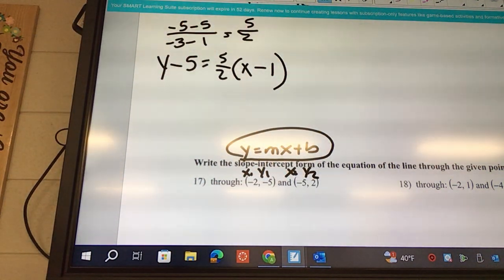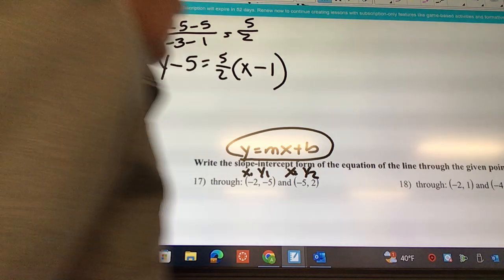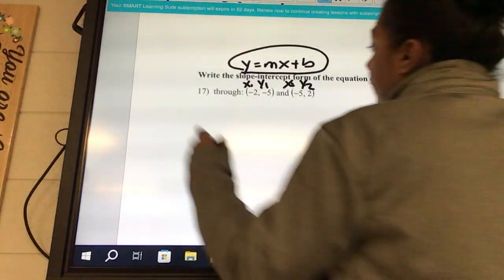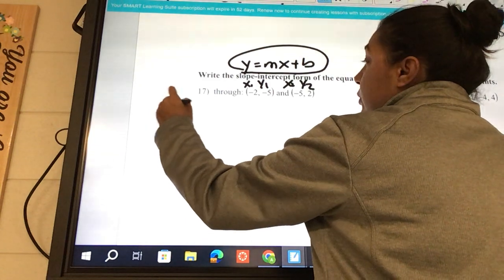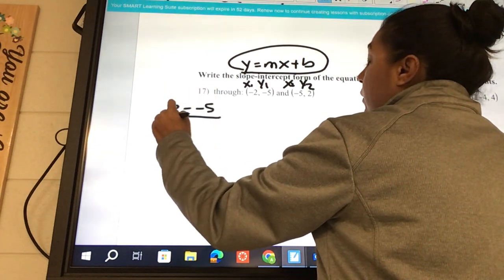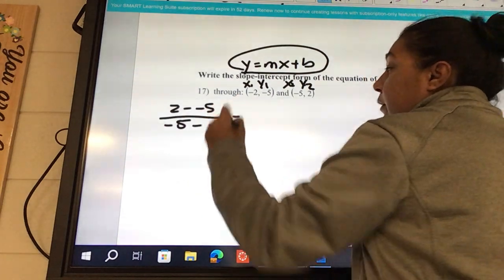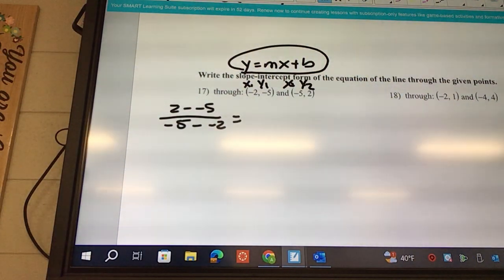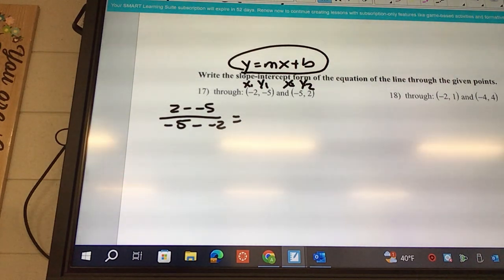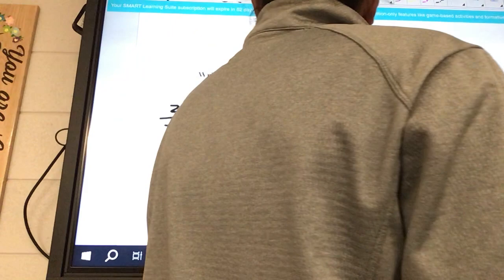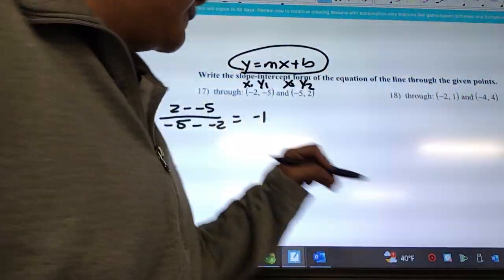And so when you see that x2, y2, you know you have to use the slope formula. So we're going to start off with y2 minus y1, so 2 minus negative 5 over negative 5 minus negative 2. Plug that in and see what you get. Negative 1. Okay, what is that? What is negative 1? The M. This is my M.